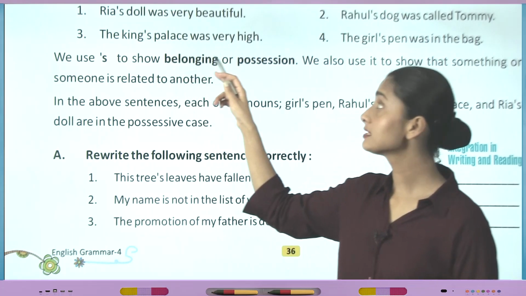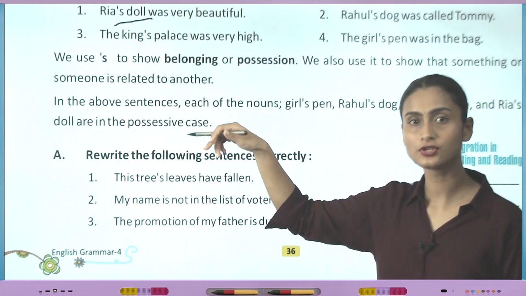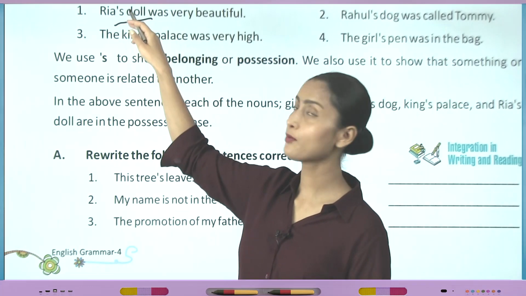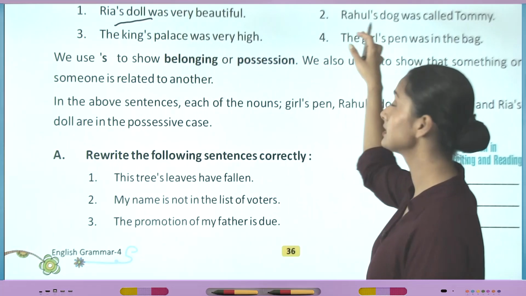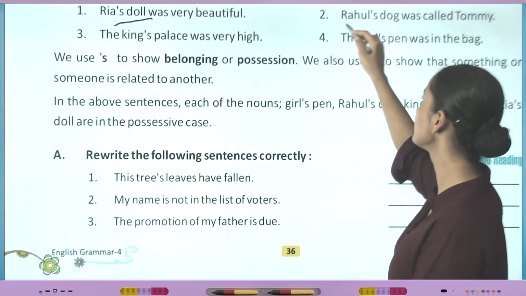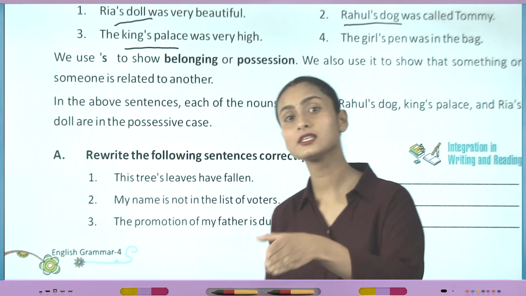Now, Riya's doll was very beautiful. In this way, what can you do? You can just add an apostrophe s and then the possession will be shown. Instead of writing dog of Rahul, we have written Rahul's dog. Instead of writing palace of king, we have written king's palace.